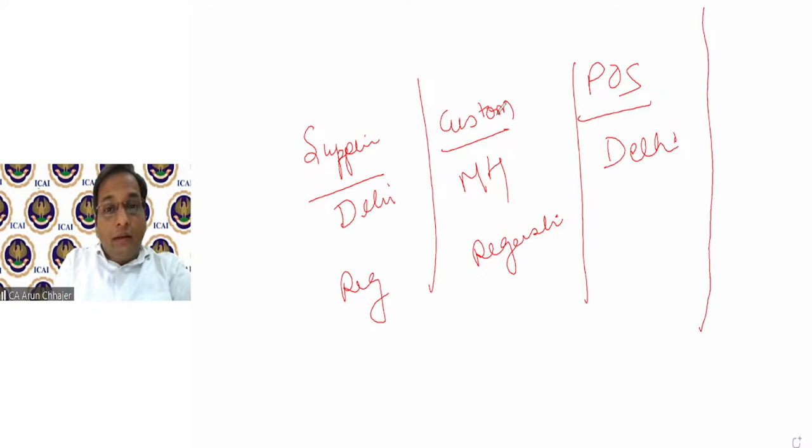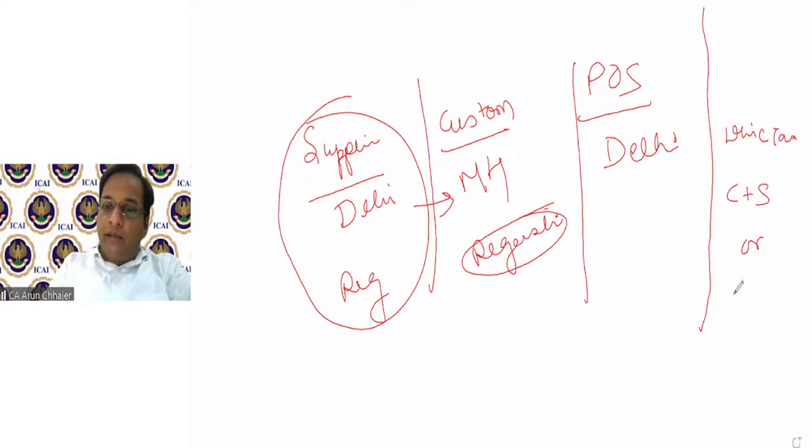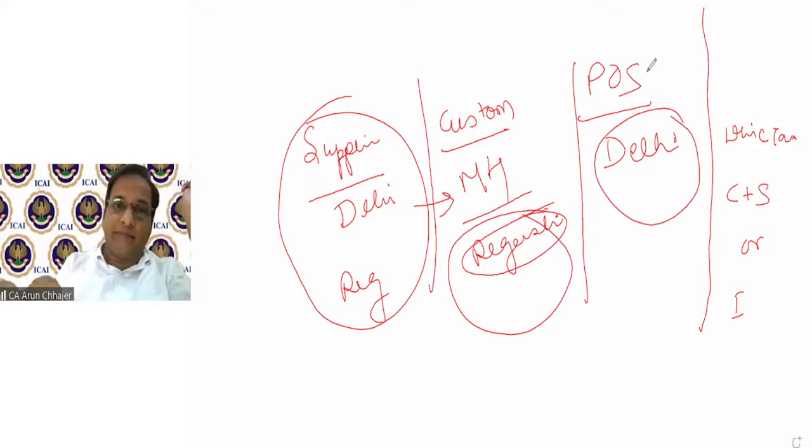When this supplier raises the tax invoice to the recipient on the Maharashtra GST number, you tell me which tax will be charged. Will it be CGST and SGST or IGST? Which tax would be charged by the supplier on the tax invoice raised to the registered recipient of Maharashtra, having the place of supply as Delhi?